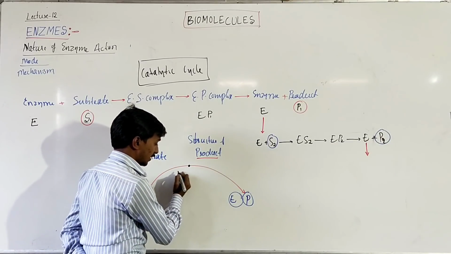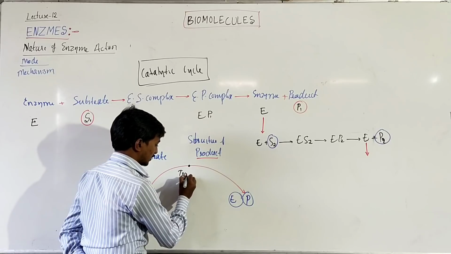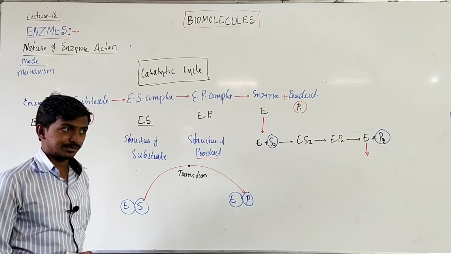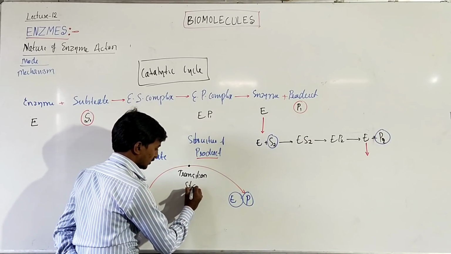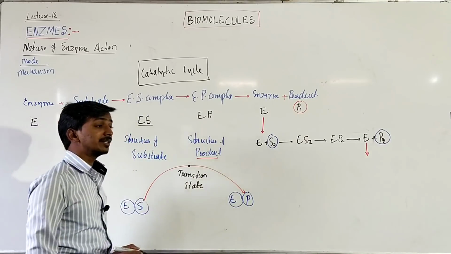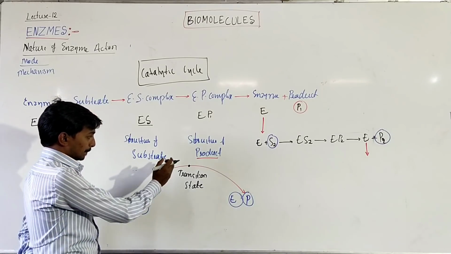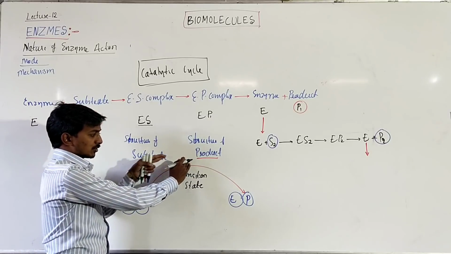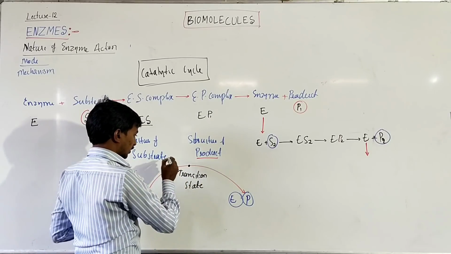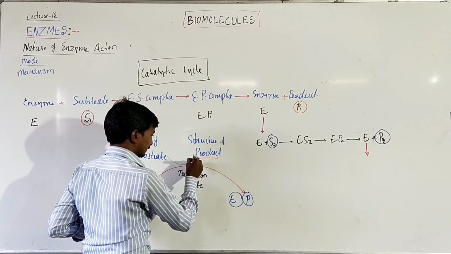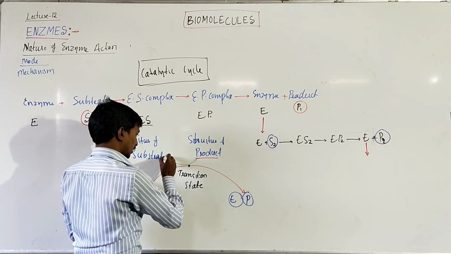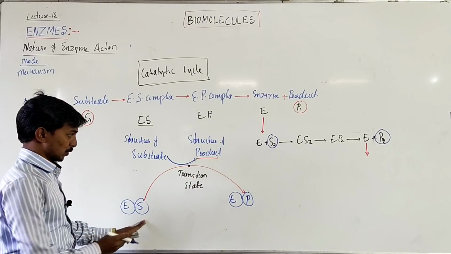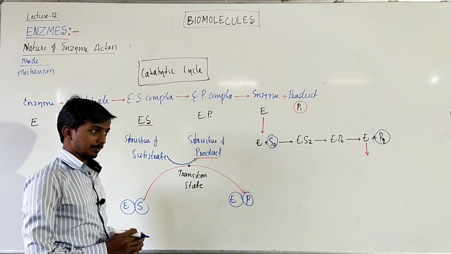This high energy state is known as a transition state. It means this is the point where the structure of the substrate converts into the structure of the product. Okay, this is the point. You should remember, from the enzyme substrate complex, it's going to form the enzyme product complex.